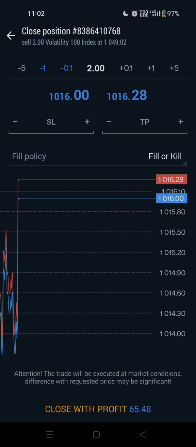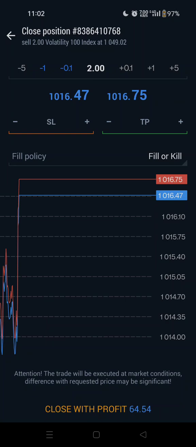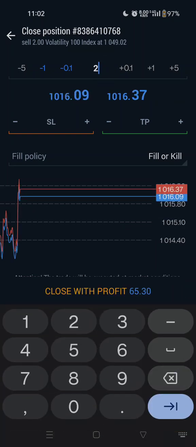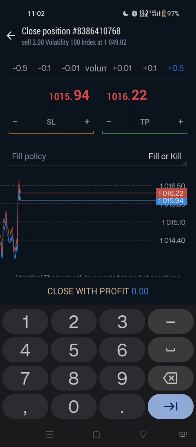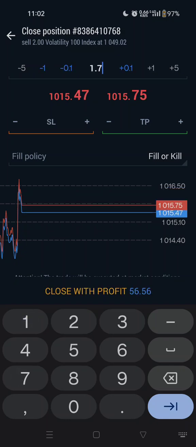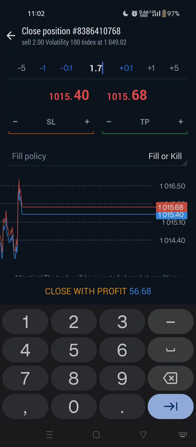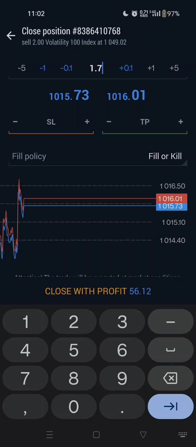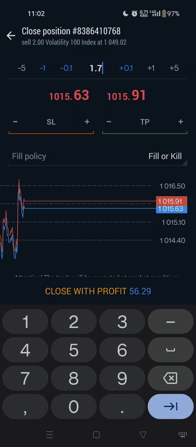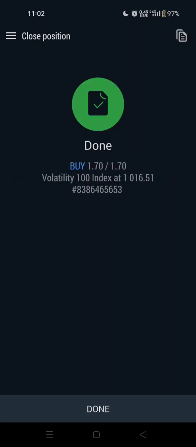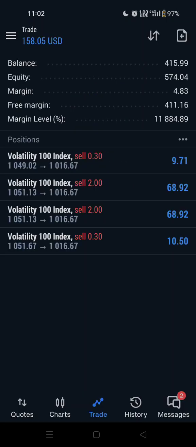Now remember, I opened this market with two lot size. Now I want to lock some profit. I want to lock 1.7 lot size of profit. So I select 1.7 here. At this point, 1.7 will be giving me a profit of $56 at this current price. So I close this trade. See that I've closed it.